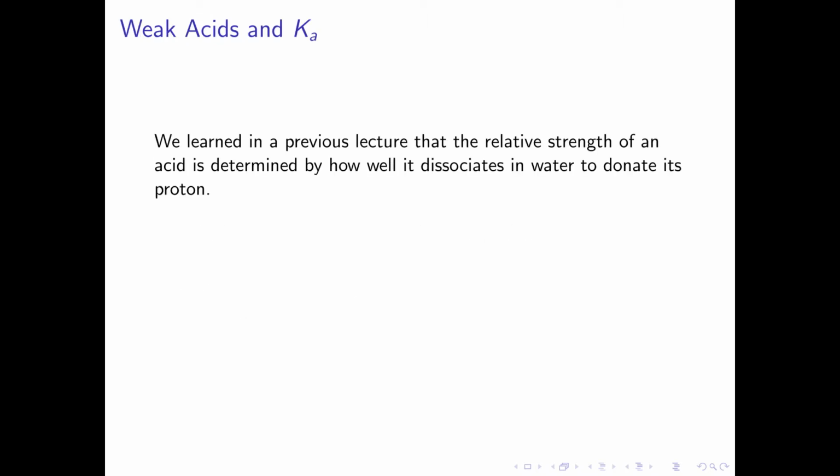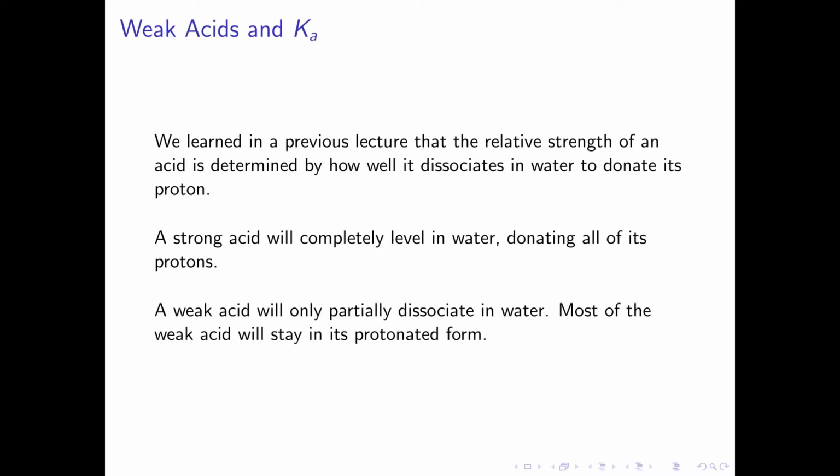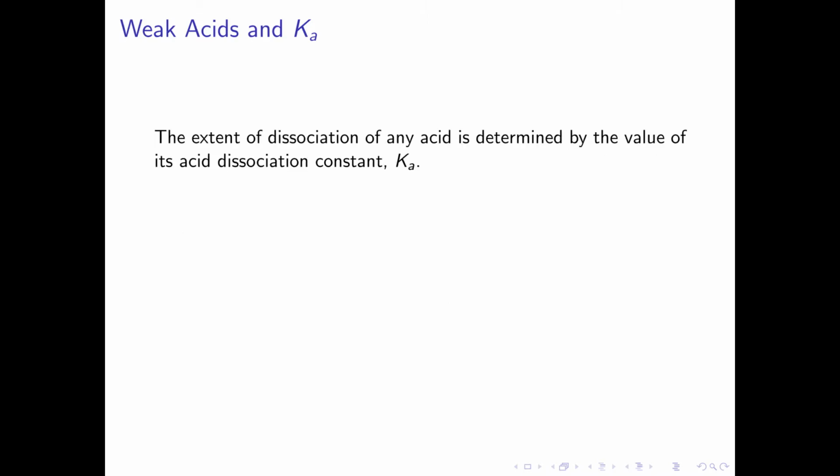We learned in a previous lecture that the relative strength of an acid is determined by how well it dissociates in water to donate its proton. A strong acid will completely level in water, donating all of its protons. A weak acid, on the other hand, will only partially dissociate in water. Most of the weak acid will stay in its protonated form.